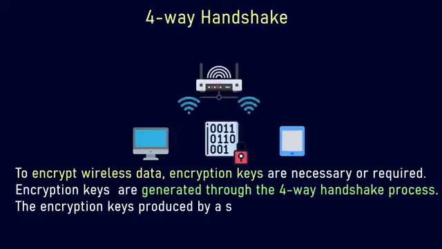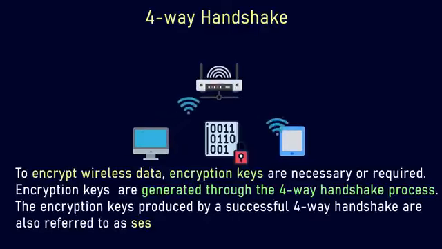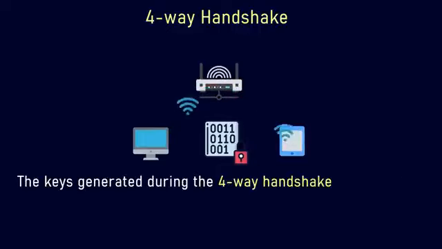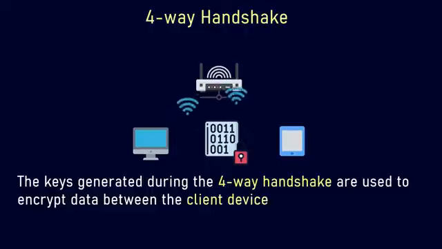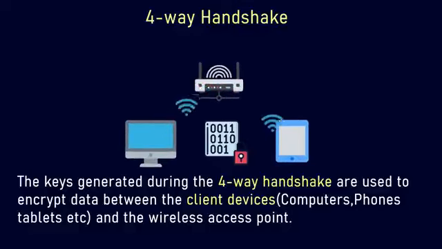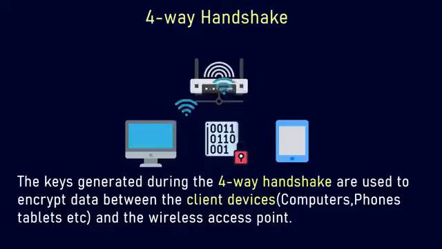Encryption keys generated by a successful four-way handshake are also known as session keys. The keys generated during the four-way handshake are used to encrypt data between the client device and wireless access point. The four-way handshake establishes a secure connection between the client device and a wireless network so they can communicate securely over an encrypted channel. After a successful four-way handshake, the client device and the wireless access point can communicate securely.